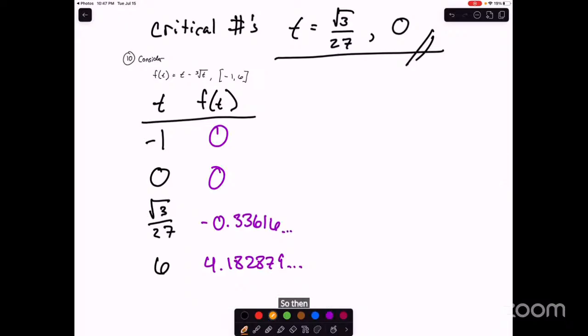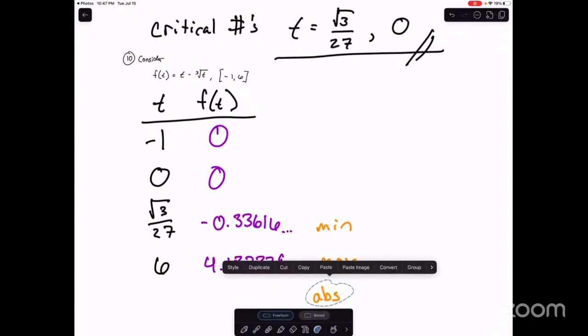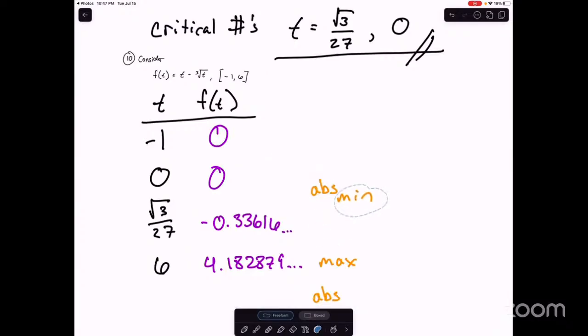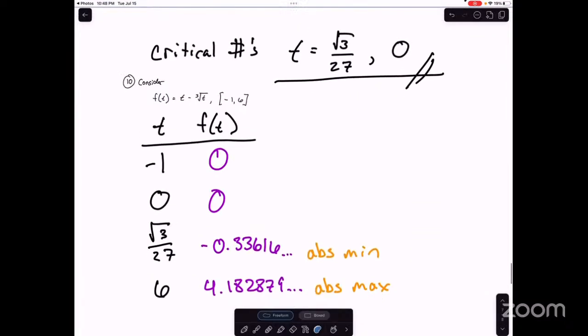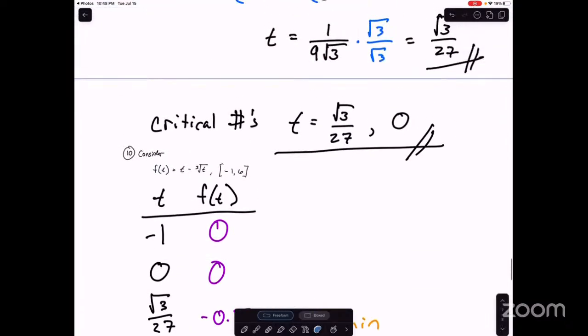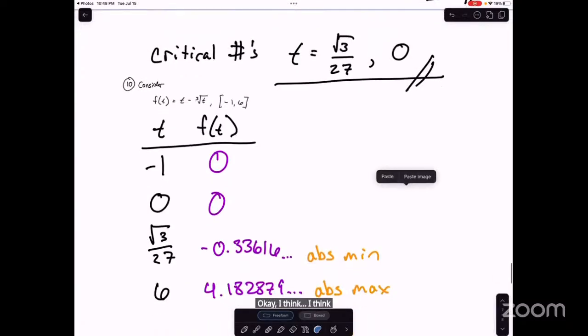Okay. So then we see that, what? This is our max, and this is our minimum value. Okay. So this will be our absolute. Okay. I think those were all the parts.